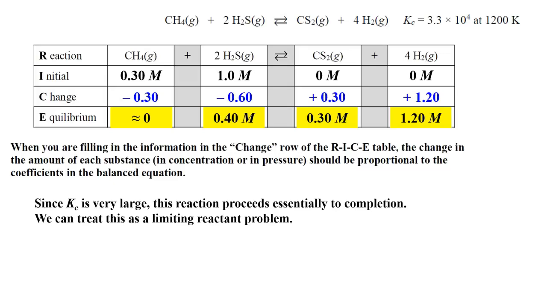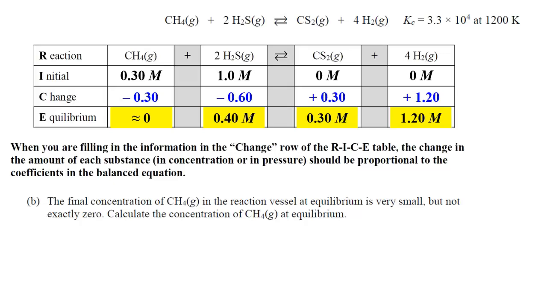Let's go ahead and move on to part B of question 13, which says, the final concentration of CH4 in the reaction vessel at equilibrium is very small, but not exactly 0. Calculate the concentration of CH4 at equilibrium. So what I'm going to do is write the equilibrium constant expression, Kc, and that would be products over reactants. I'm using hard brackets to represent the concentration of each substance. So in the numerator, we have concentration of CS2 times the concentration of H2 raised to the 4th power. In the denominator, we have the concentration of CH4 times the concentration of H2S raised to the 2nd power.